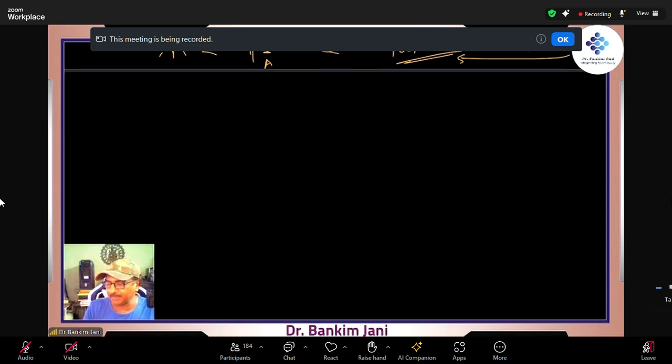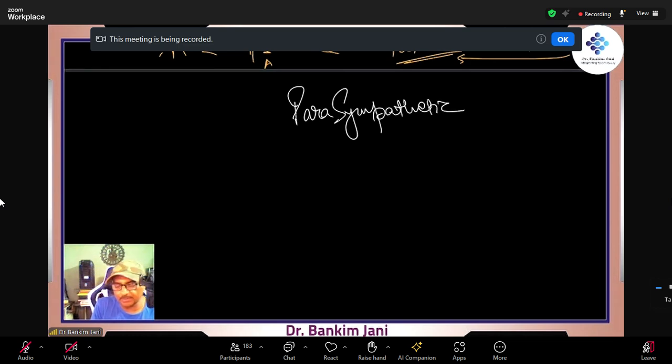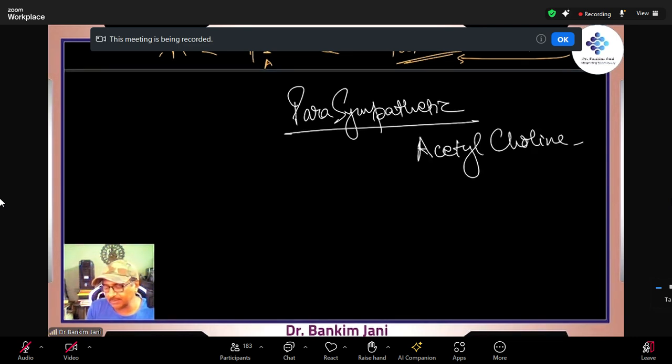So now comes the parasympathetic system. This parasympathetic system is a cool system. And here it will be using acetylcholine. This is the acetylcholine. That's the clear neurotransmitter for parasympathetic. Next time what we'll be doing is, we'll be taking in depth all the types of receptors of sympathetic and all the types of receptors of parasympathetic. That we'll see.